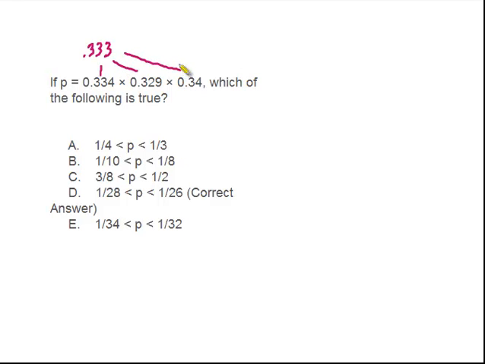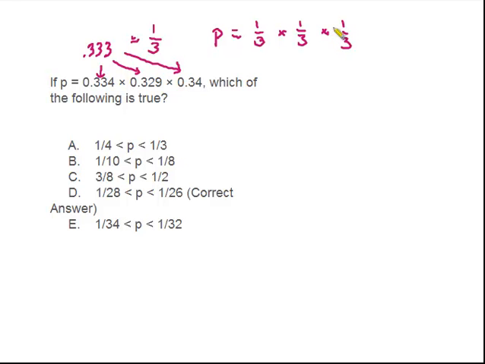And why does that matter? Well, because we know 0.333, or really 0.3 repeating, is equal to 1/3. So if we consider each of these 1/3, we can think of p as 1/3 times 1/3 times 1/3. And that's just something you should know.